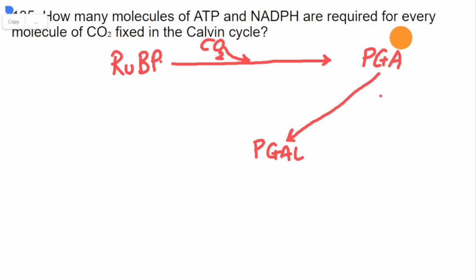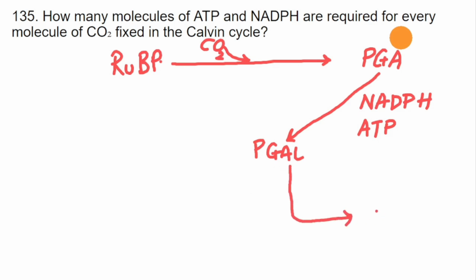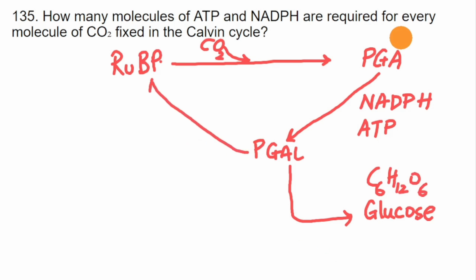For reduction, you would need NADPH, and there is phosphorylation step also. So ATP is needed here. Then this PGAL will enter in reverse glycolysis and finally glucose is produced. So what is glucose? The chemical formula is C6H12O6. This PGAL is also used to regenerate RUBP.